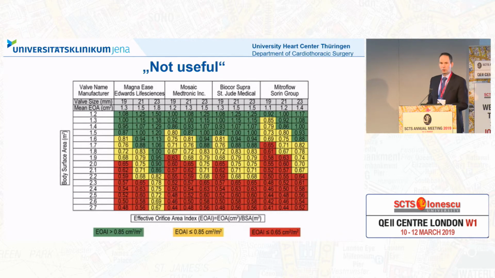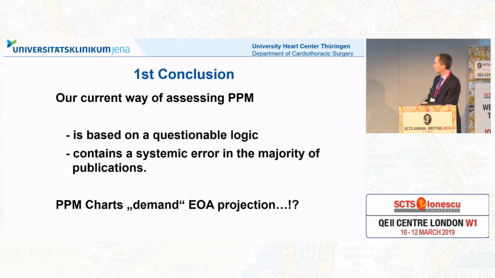These charts, you all know them, have been provided, and people select valve size based on this. These charts are not useful because they think that the Magna Ease, the Mosaic, whatever you call it, has a specific effective orifice area for a specific valve size. But again, the EOA is not valve or prosthesis specific, it is patient specific. So the conclusion is our current way of assessing PPM is based on a questionable logic.